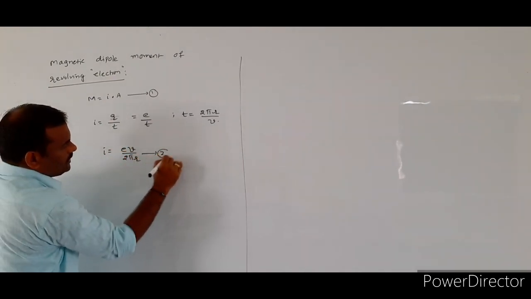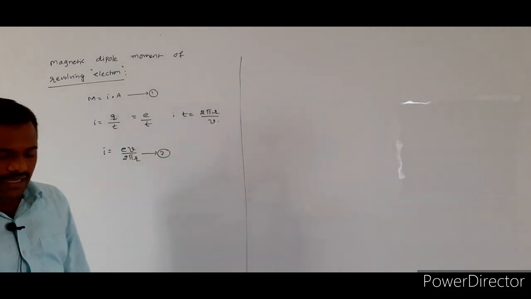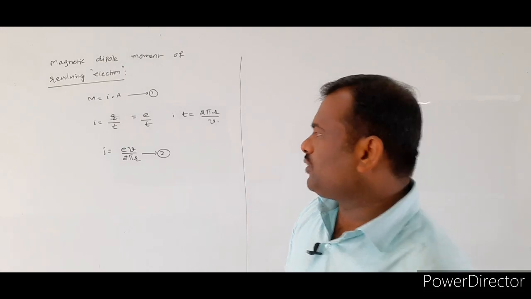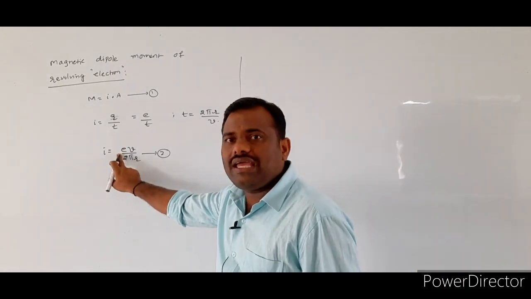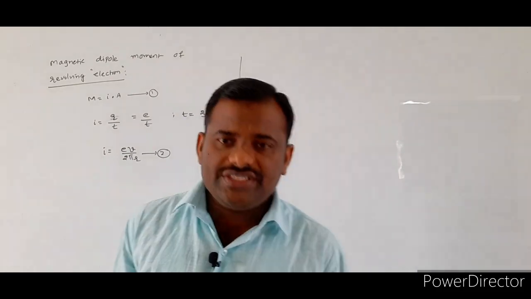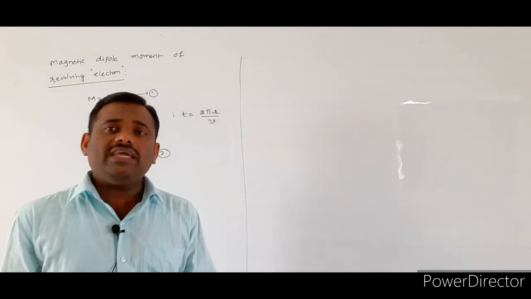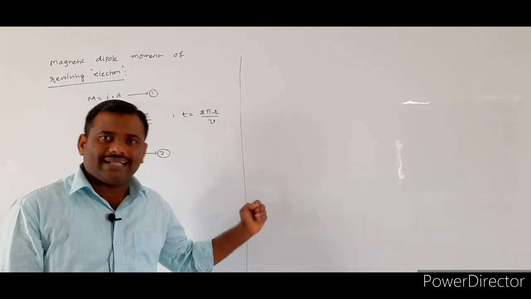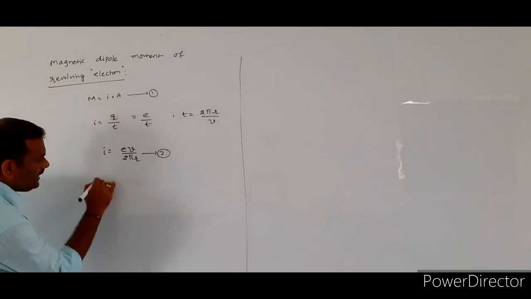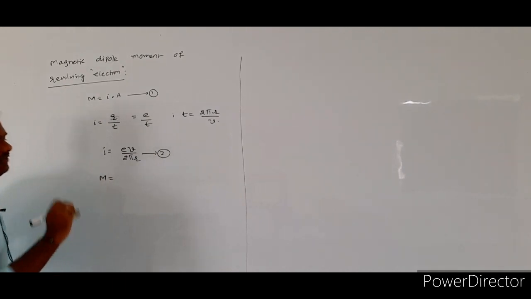I is equal to what you got? ev by 2 pi r. So I is indicating what? The amount of the current which is produced by the moving electron in its circular path having the radius of small r. Now I want to calculate magnetic momentum of the revolving electron.